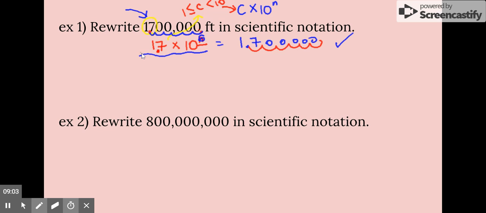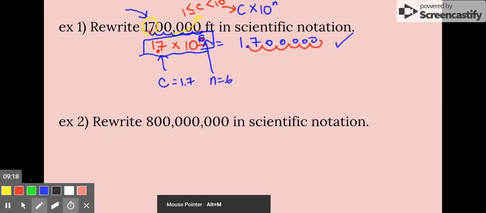So now this is a scientific notation. We have C. What is C here? 1.7. What is N? N is 6. C is 1.7. So I need you to do the next one by yourself.